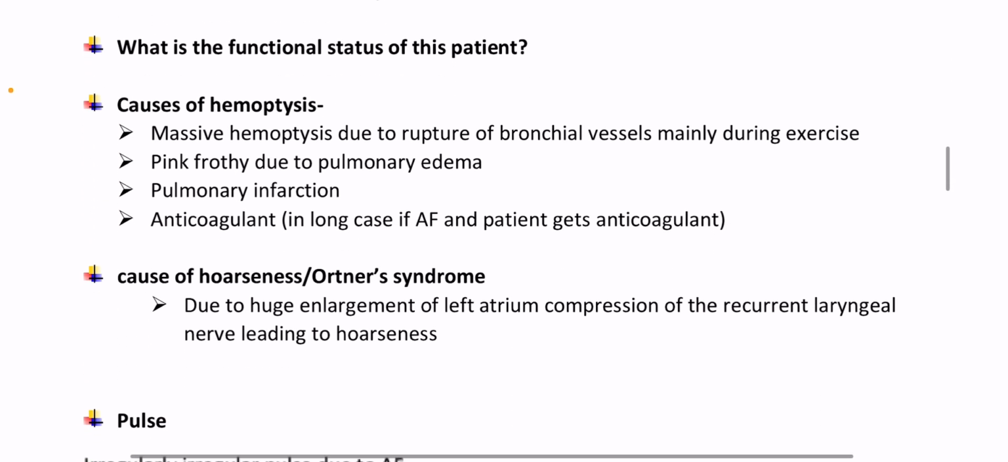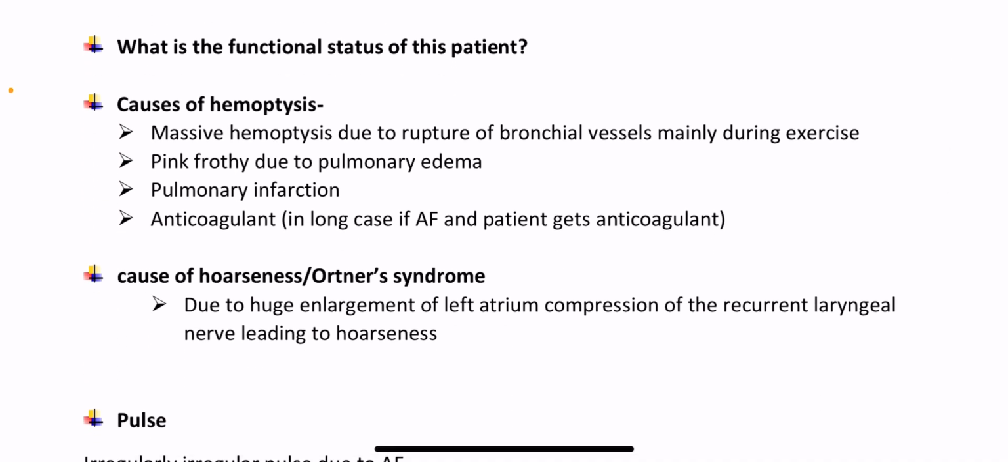What is the functional status of the patient? Causes of hemoptysis: massive hemoptysis due to rupture of bronchial vessels, mainly during exercise. Pink frothy sputum due to pulmonary edema, pulmonary infarction, or anticoagulant effect in the lung, if the patient has AF and gets anticoagulation.